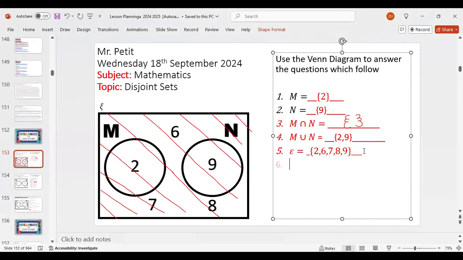Either Antio or Ahmad, explain how I got the universal set. Either one of y'all. The universal set is everything inside the diagram. That's right. Very good. Everything inside the rectangle, right? So all of it, even the ones on the outside and the inside, right? Perfect.